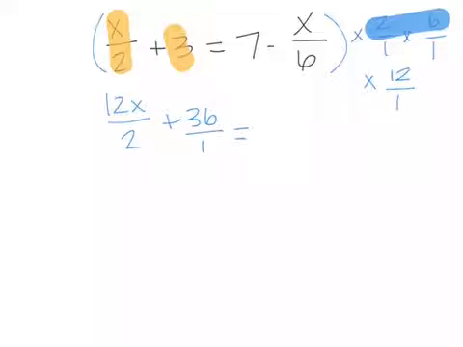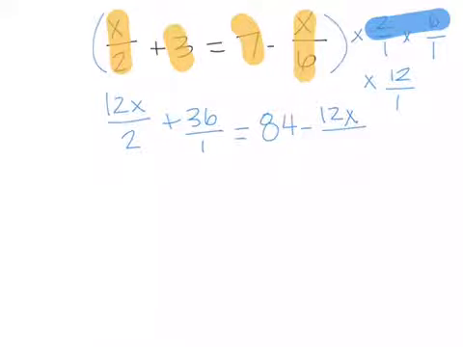Now I'm moving on to the other side of my equation. 7 times 12 is 84. And then for my last fraction, 12 times x is still 12x. And this time my denominator is 6 because 6 times 1 is 6. Now I still have fractions, but these fractions can reduce to a whole number.